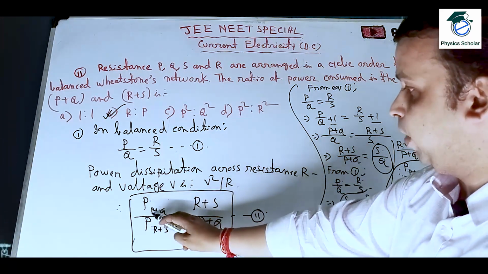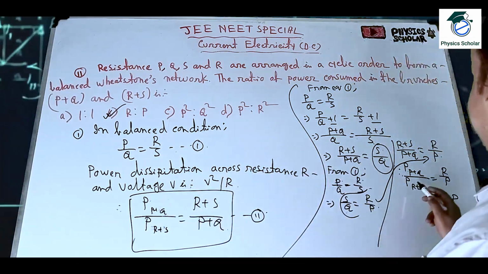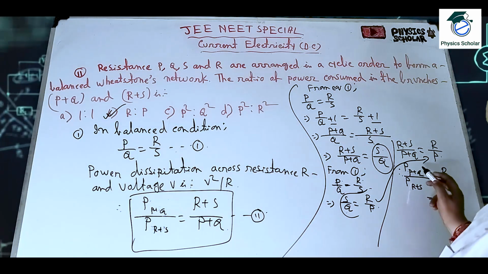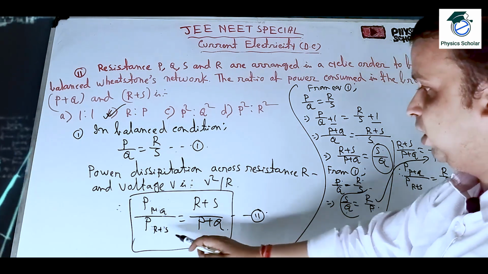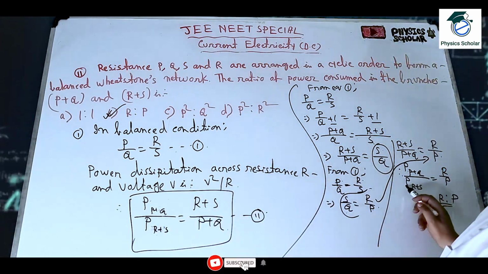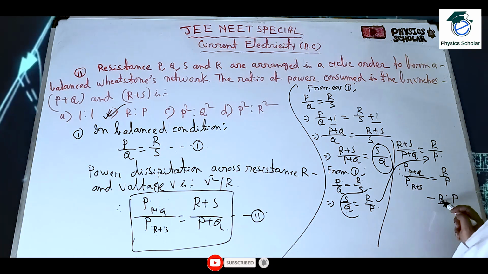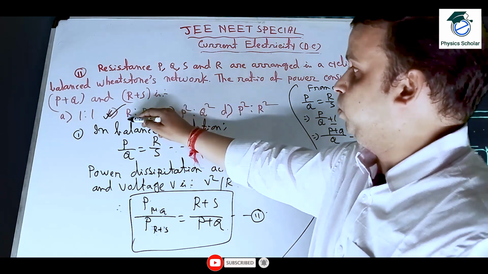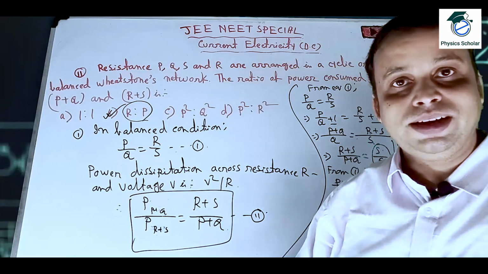So the power of R plus S, and P plus Q, means the power of P plus Q and the power of R plus S. Clear? So the ratio is equal to R by P, that is, R is to P. So this will be your answer.